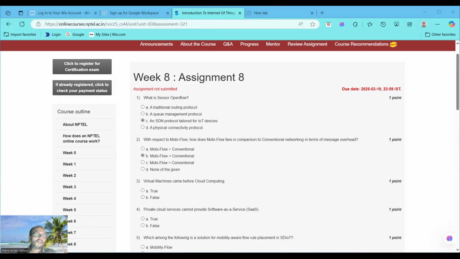Option A is incorrect. Why is option A incorrect? Because higher overhead contradicts MobiFlow's optimization goal. Then options C and D are also incorrect because it's not equal or unspecified. Lower overhead is a key advantage. Got it? Option B is the only correct option.